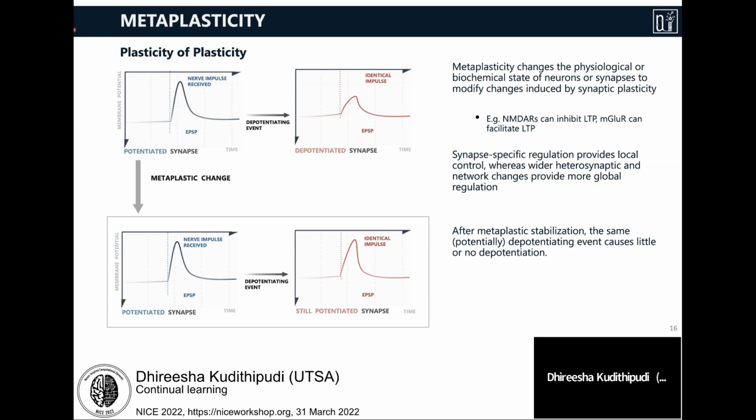Once this metaplastic change, or metaplastic stabilization, happens, if you look at the bottom plots, the same depotentiating event causes little or no depotentiation. So in this case, metaplasticity is helping us protect this potentiated synapse against disruption. What that means in the context of continual learning is that it is protecting the synapse from new learning.